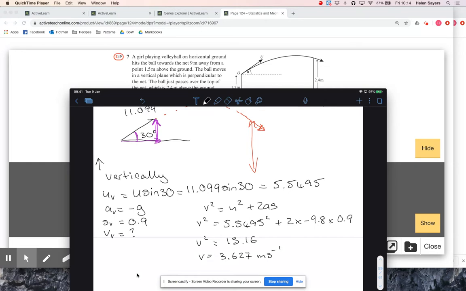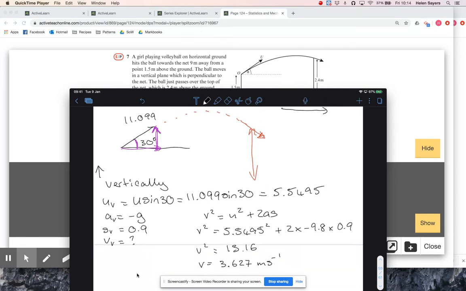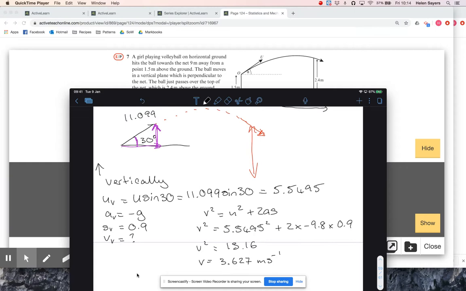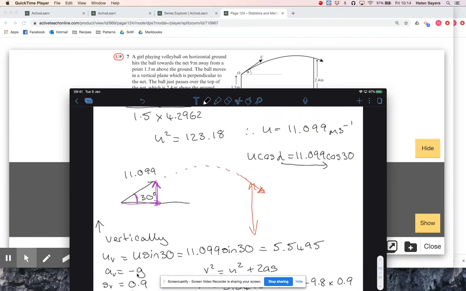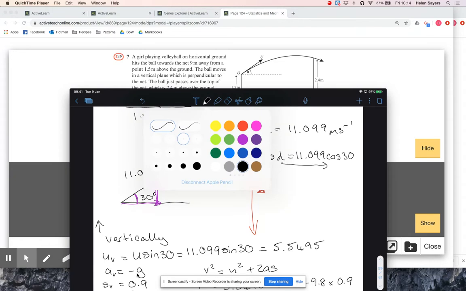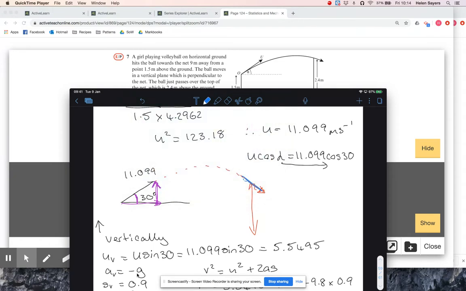Actually, that's not totally correct, is it? Now I think about it, when I square rooted, I should have considered positive or negative, and at this point where I'm looking, it's going downwards, so it should be a negative velocity. Now that actually wouldn't affect my final answer, but depending on how harsh they were being with marking my method, that could cost me a mark.